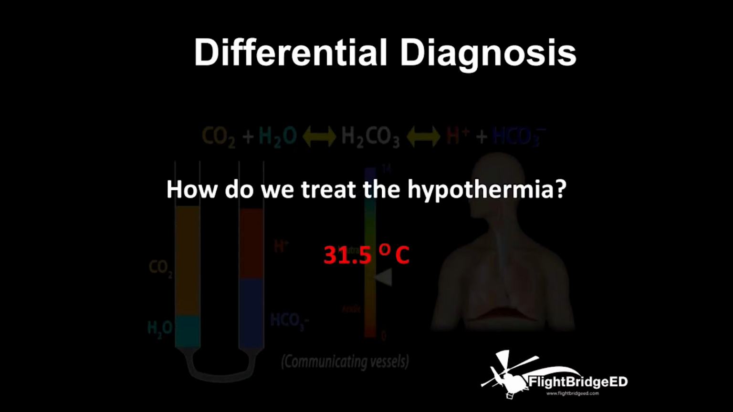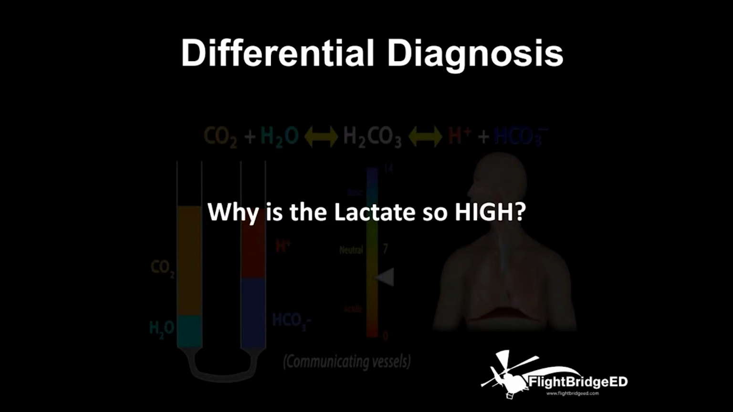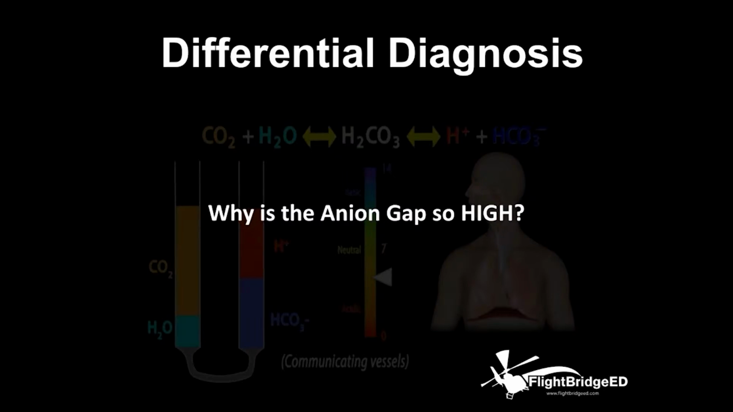Well, we start with the simple aspects of rewarming: passive external, active external, and then we start moving towards active internal rewarming. Why is the lactate so high on this patient? Would you expect a lactate to be this high in this type of patient? I just want us to ponder that as we move through this, and we're going to really focus on this as we progress through the case.